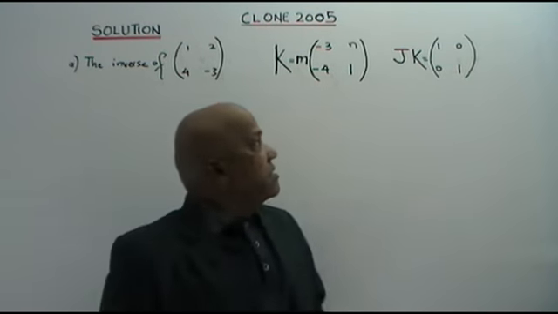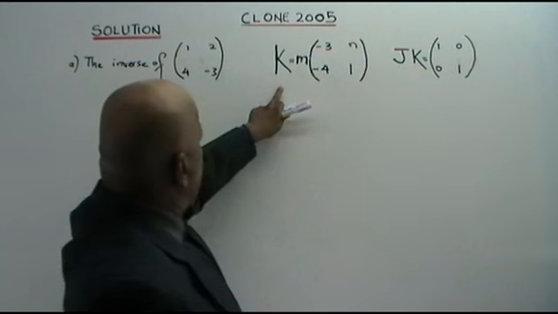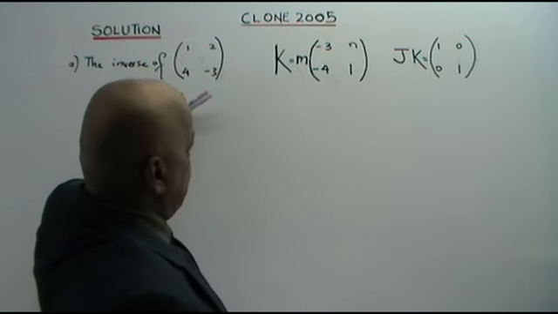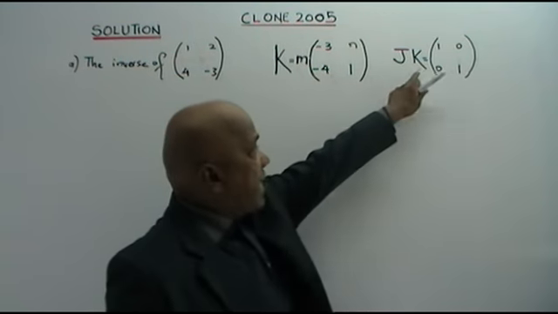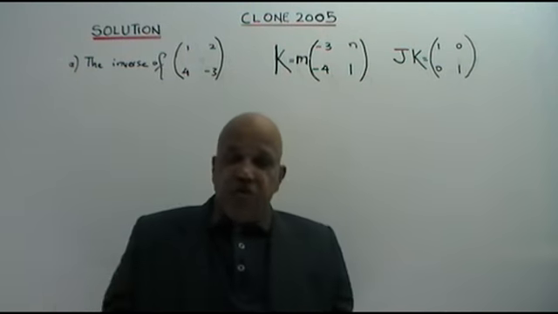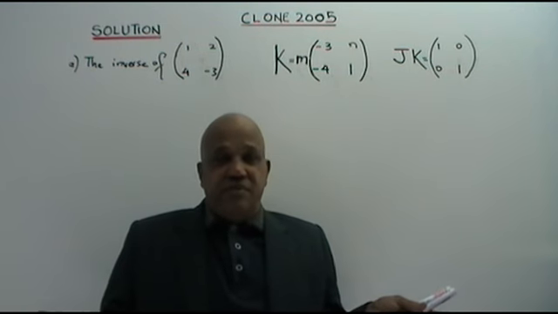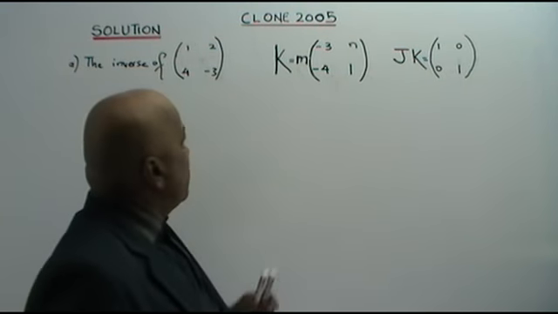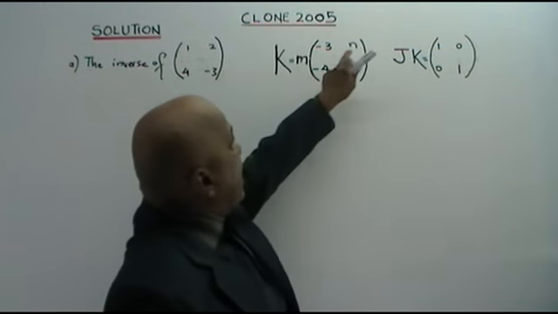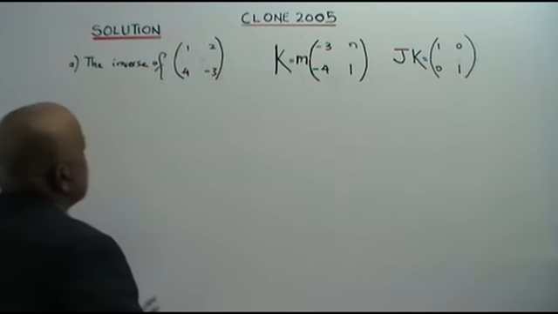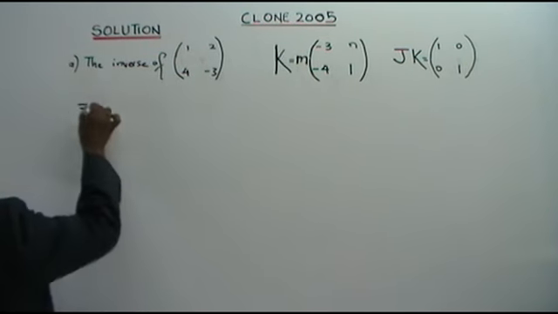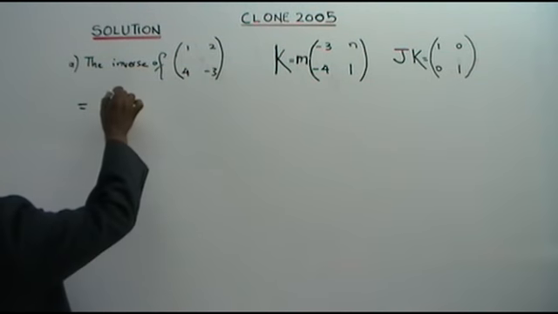That means K is the inverse of J. K is the inverse of J. You have seen this in my tutorial. Now, let's find the value of M and N. First, the inverse. You should know the formula for inverse.